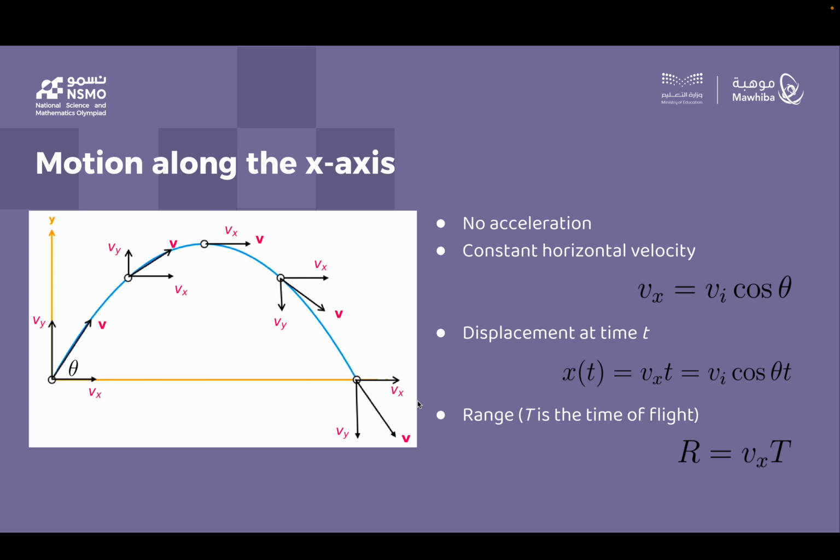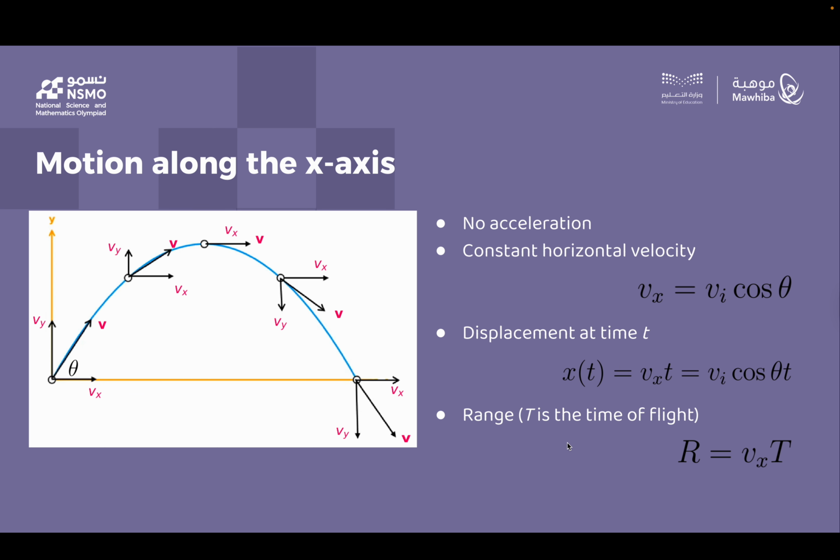Let's first describe the motion along the x-axis. There is no acceleration in this direction, so we can simply describe it as uniform linear motion. There is a constant horizontal velocity, which is Vx equals Vi times cosine theta. The displacement as a function of time can simply be calculated using the formula for uniform linear motion, so x at a time t is Vx times t, which is simply Vi cosine theta, as we saw here, times t.